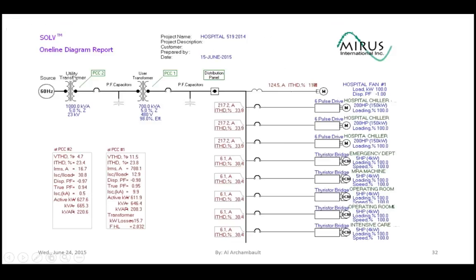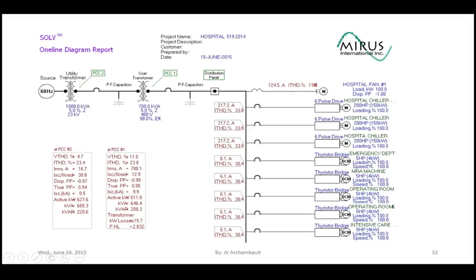Here's a hospital. Here's a utility transformer. Here's the transformer that the hospital owns. And the secondary voltage of the hospital transformer is 480 volts. This hospital has some fixed speed fans. It has 3 chillers. It's got an emergency department. It's got X-ray equipment. It has operating rooms, and it also has intensive care. It's not a big hospital. There's a lot of nonlinear loads in a hospital. Chillers have variable speed drives on them, etc.